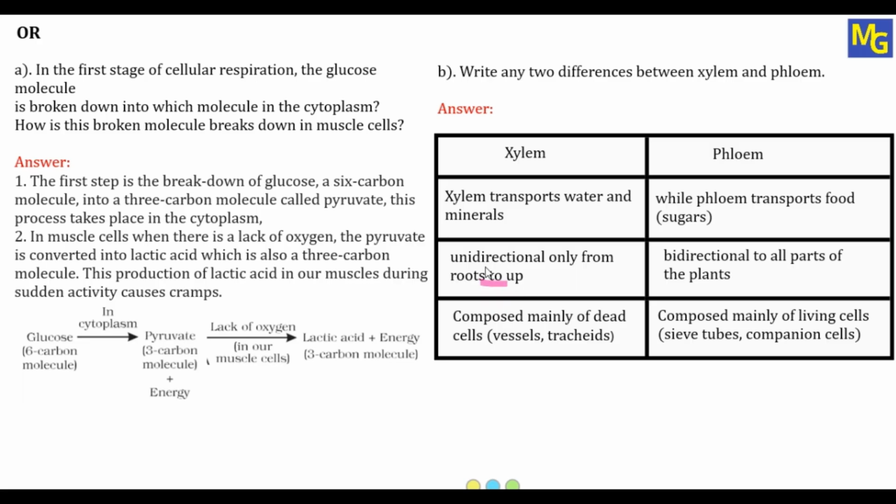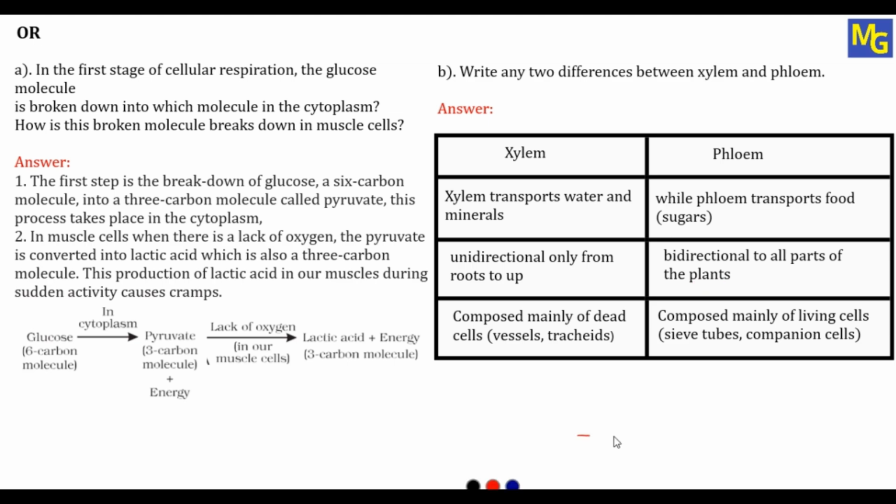So we know that roots will absorb the water. Roots are always down and the plant will be up. So here, once the water is absorbed by the roots, it will be carried to all parts of the plant which are upside. So it is unidirectional. But phloem is bidirectional to all parts of the plant. So let me explain it with the help of a diagram.